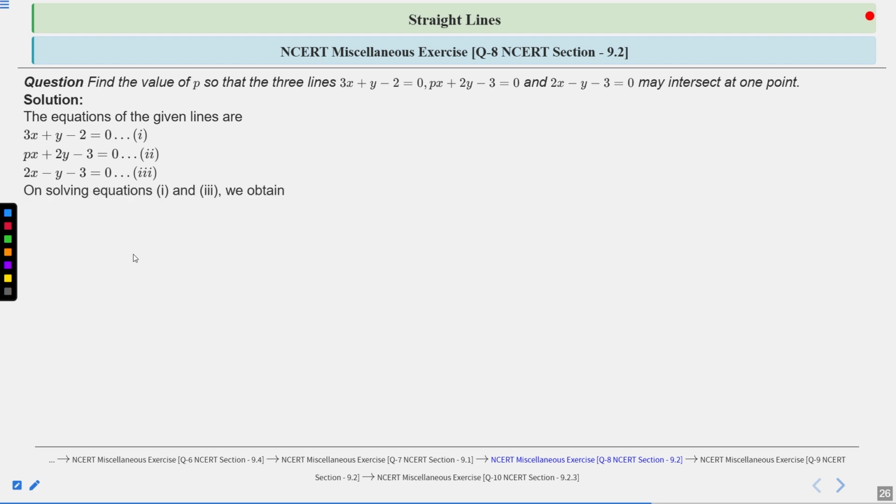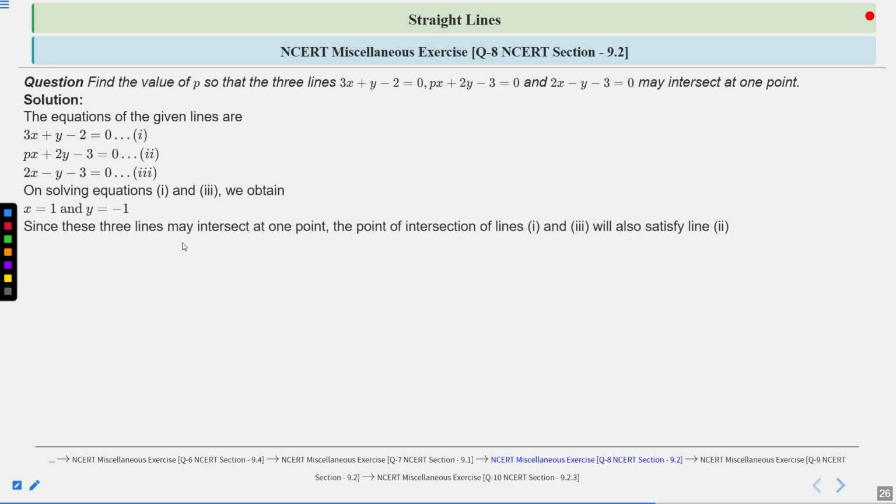Now on solving equations 1 and 3 by using the cross multiplication method, we obtain x = 1 and y = -1. Since these three lines intersect at one point, as given, the point of intersection of lines 1 and 3 will also satisfy line 2. So the point of intersection of lines 1 and 3 is x = 1 and y = -1.